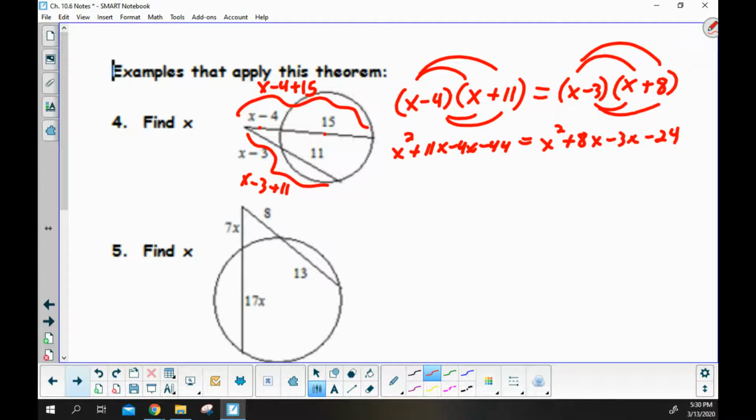And then we can start combining like terms and then solving. x squared plus 7x minus 44 equals x squared plus 5x minus 24. And what we'll notice is that I got x squared on both sides. So if I subtract those out, those go away. And now I'm left with 7x minus 44 equals 5x minus 24. So I'm going to move all my x's to the left and all my numbers to the right. So this is going to end up being 2x equals 20. So x is equal to 10.